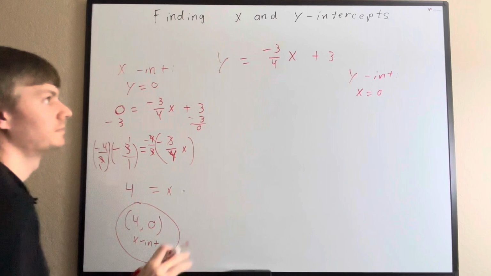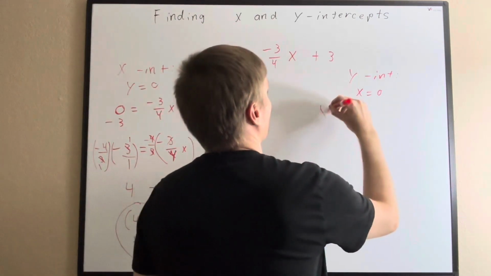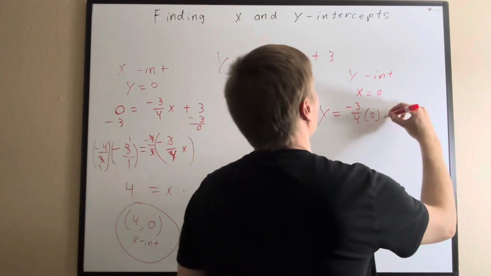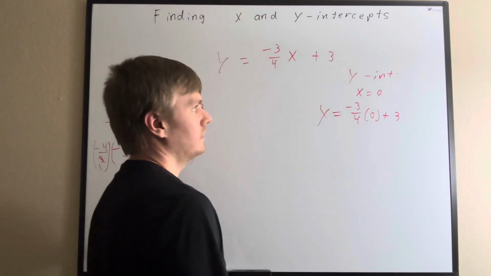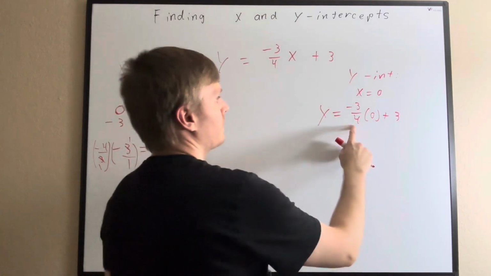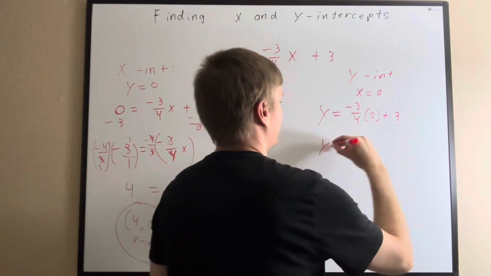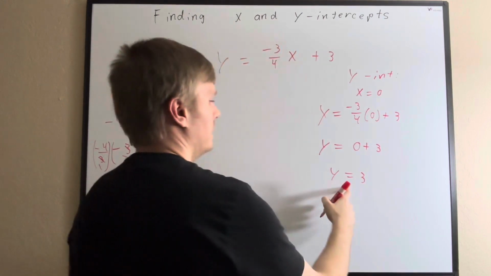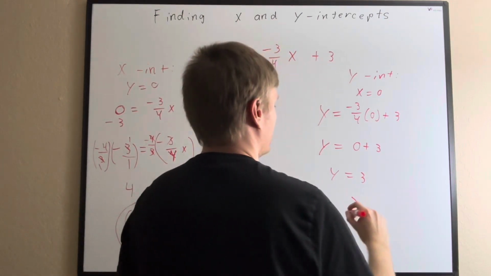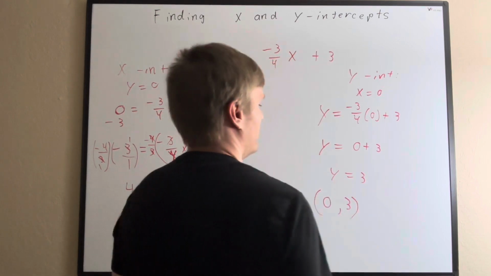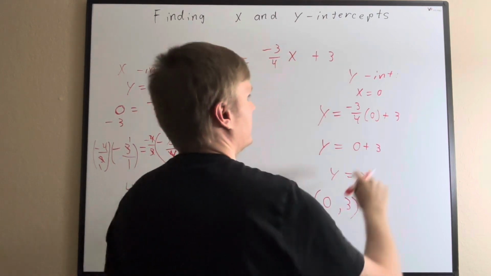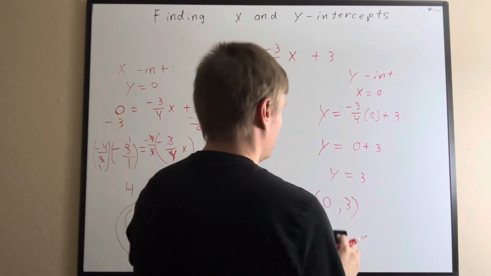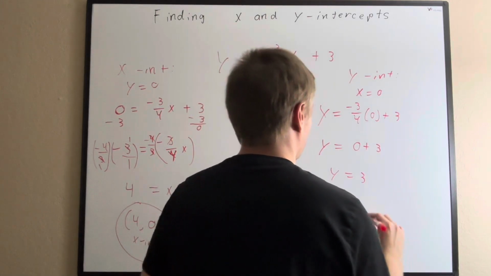That's only half the battle. Now we've got the rest of it. For the y-intercept, x is 0. This is a lot easier than the x-intercept, isn't it? -3/4 times 0, anything times 0 is just 0. So y equals 3. So if y equals 3, and we know that x equals 0, then that is our y-intercept, 0, 3.